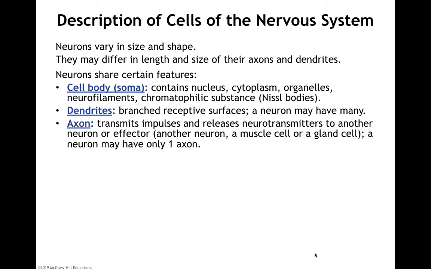Dendrites are receptive surfaces, and many neurons have many dendrites on them. Axons transmit impulses and release neurotransmitters to an effector organ, and neurons generally only have one axon, although that one axon can have branches that would make collaterals.